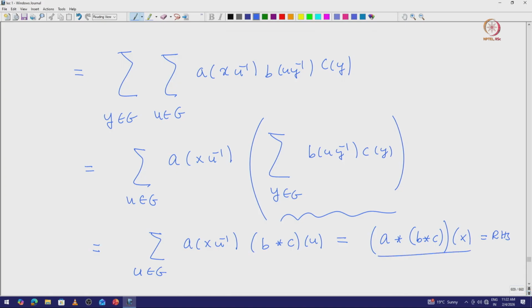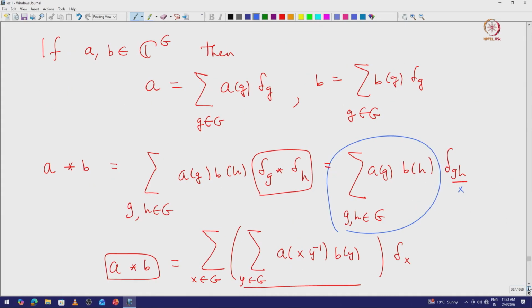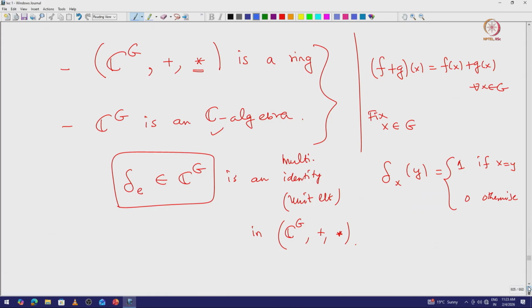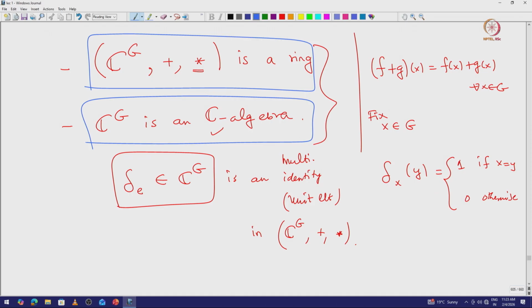So, that proves that the associativity is true, and the remaining properties like distributive law and so on, they all will be verified in similar fashion. I am not actually going to do that, I will leave it to you. So, that tells us that C[G] with respect to this pointwise addition and convolution product makes this into a ring. So, in particular along with the vector space structure, C[G] becomes a C algebra.